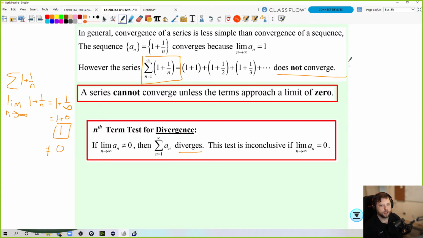Now let's take another case. Let's take the problem we just did. What if I had 3 over 10 to the nth power and I applied the nth term test to it? The limit of 3 over 10 to the nth power as n goes to infinity would be 3 over 10 to the infinity, which is 3 over infinity, which is 0. Because this is 0, our test is inconclusive, I don't know. That means I have to use a different test, and in this case, I would use geometric.